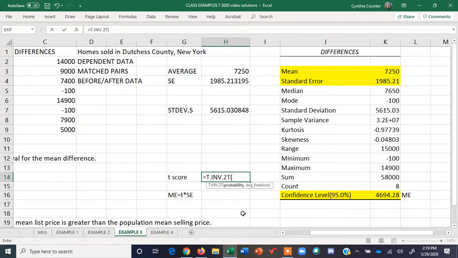The probability is the collective amount in the tails. Since our level of confidence is 95%, 100% minus 95% is what's left in the tails, or the significance. You can think of it as a significance level for the confidence interval. So it's the 5% that's left over. Degrees of freedom is 1 less than the sample size, so that would be 7 here.